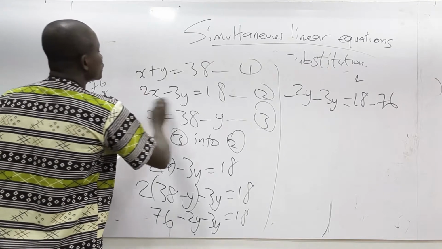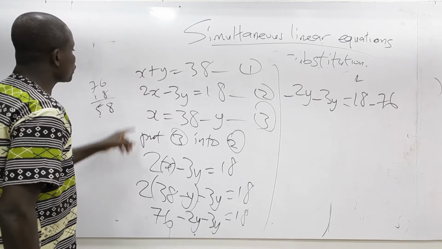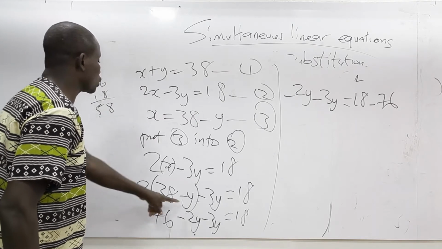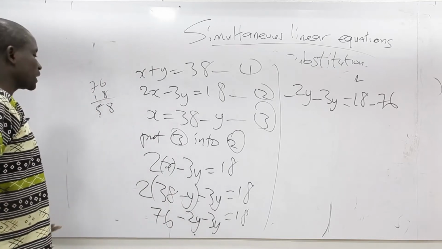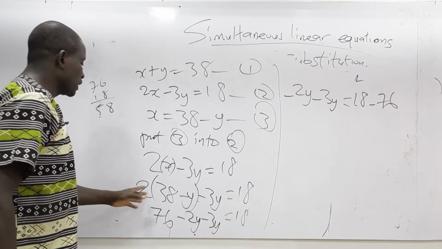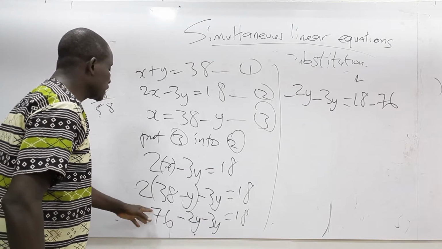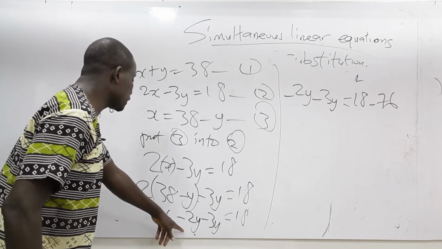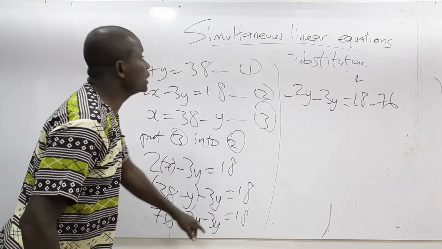Okay, we are on equation 2. In place of x, we have put 38 minus y, then minus 3y is equal to 18. Is that right? Now let's open the bracket systematically. This is 76. Then 76 minus 2y, which is also correct, then minus 3y is equal to 18.